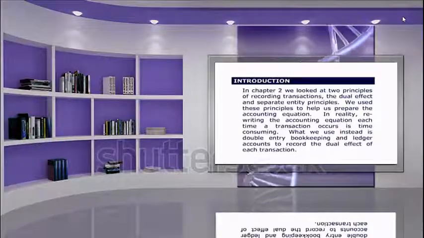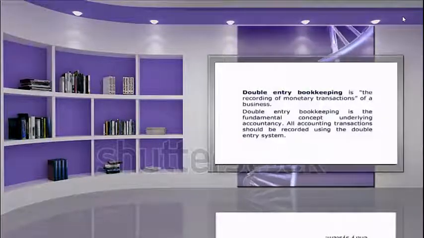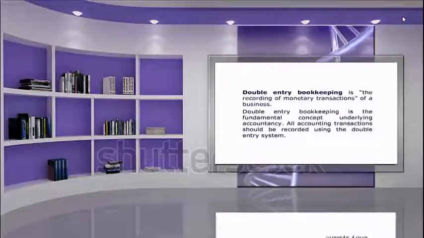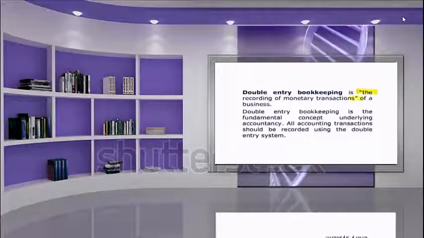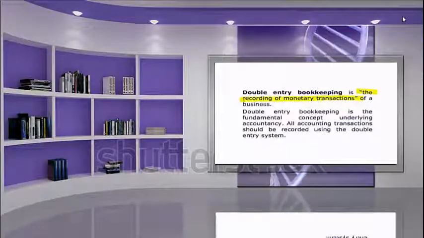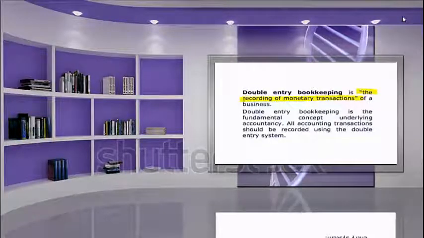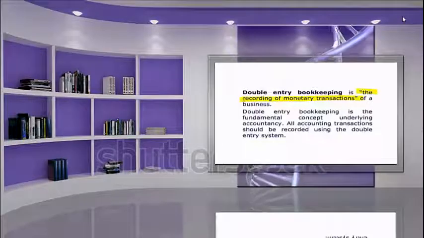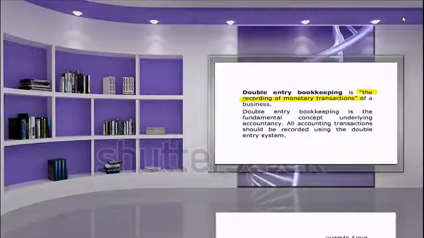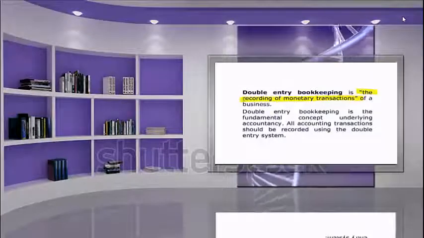Now, let's have a look at what double entry bookkeeping is by definition. Well, double entry bookkeeping by definition is the recording of monetary transactions of a business. I'm just going to say that again. Double entry bookkeeping is the recording of monetary transactions of a business. Okay, so we're going to use double entry bookkeeping instead of the accounting equation from now on.